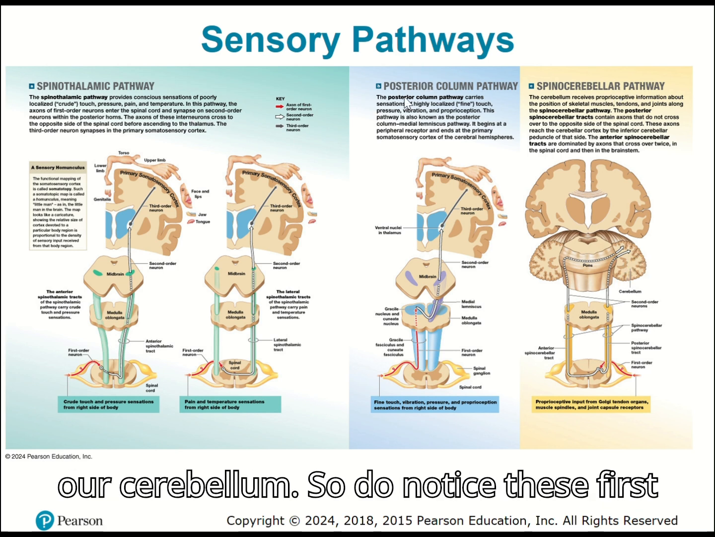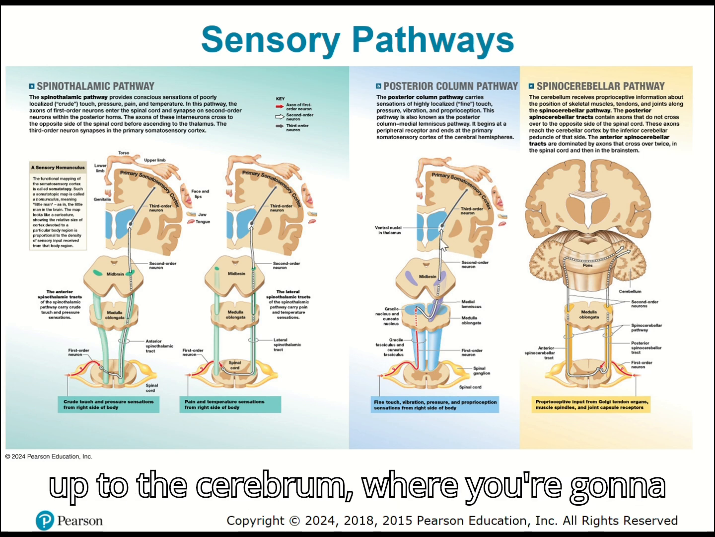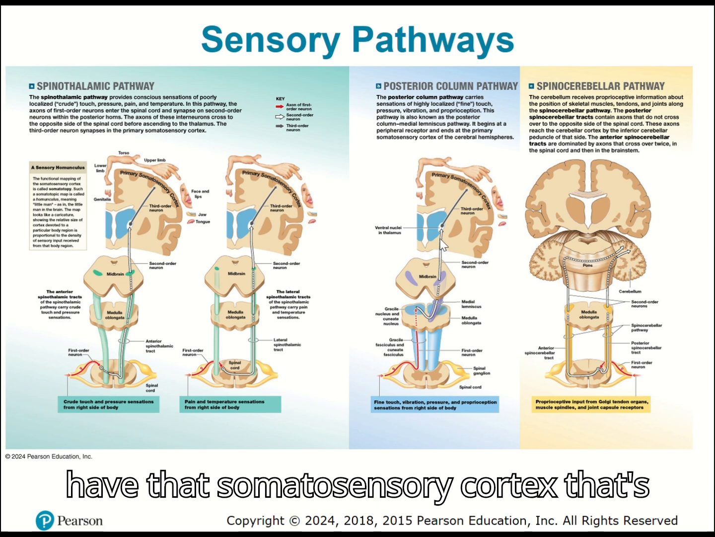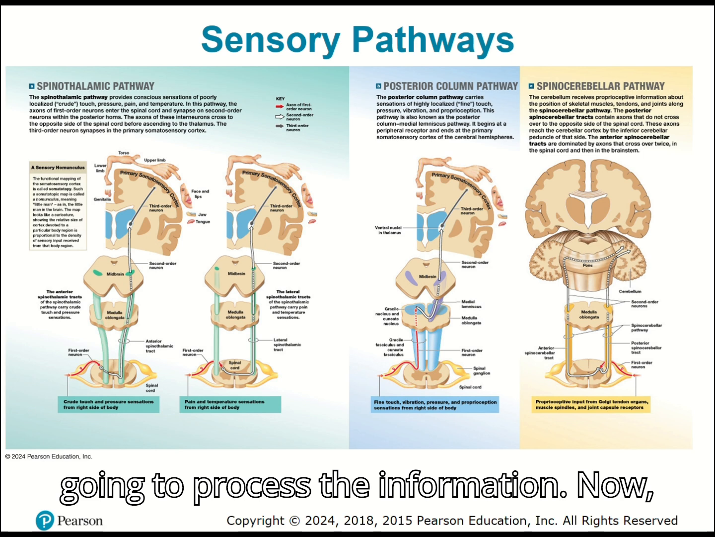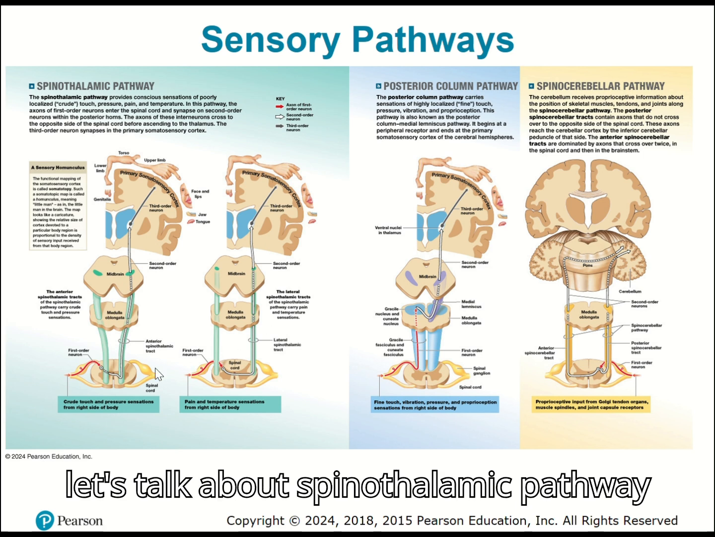So do notice these first two pathways are going all the way up to the cerebrum, where you're going to have that somatosensory cortex that's going to process the information. Now let's talk about the spinothalamic pathway first.